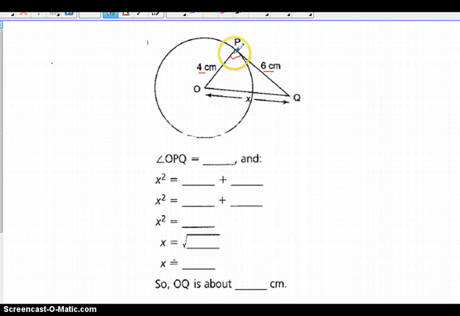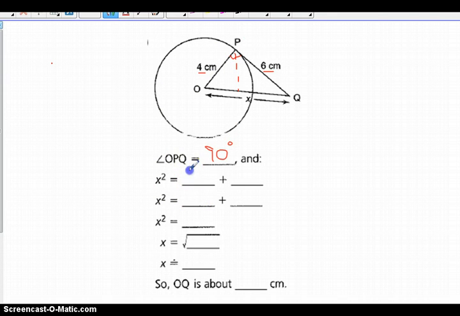And remember, the hypotenuse, if you draw an imaginary line across from the right angle, you will hit your hypotenuse. And your hypotenuse is always the biggest or the longest side in the triangle. Okay? So, angle OPQ equals 90 degrees. We know that from our tangency laws, okay? So that's a right angle, so we can apply Pythagoras' theorem here.